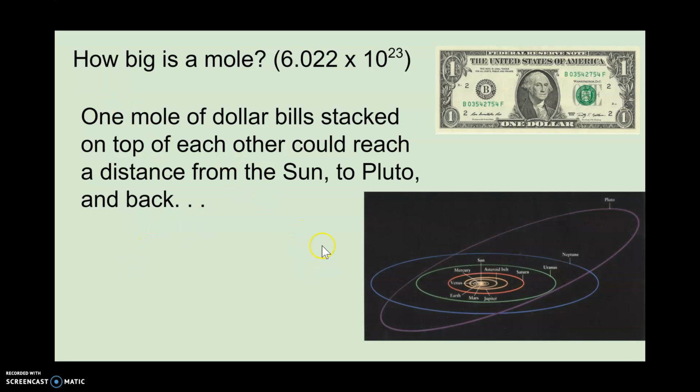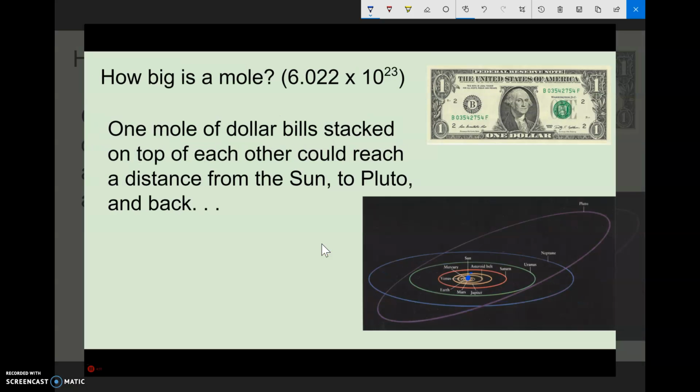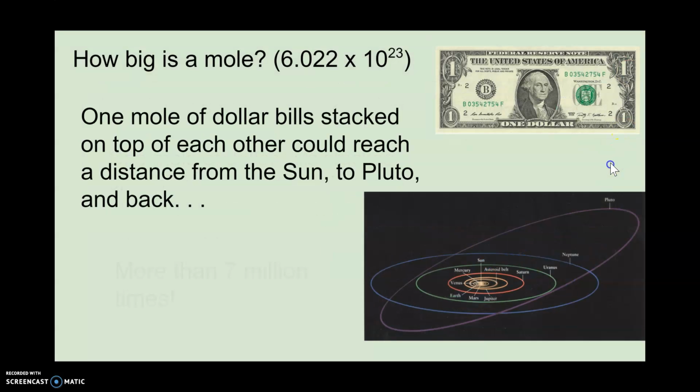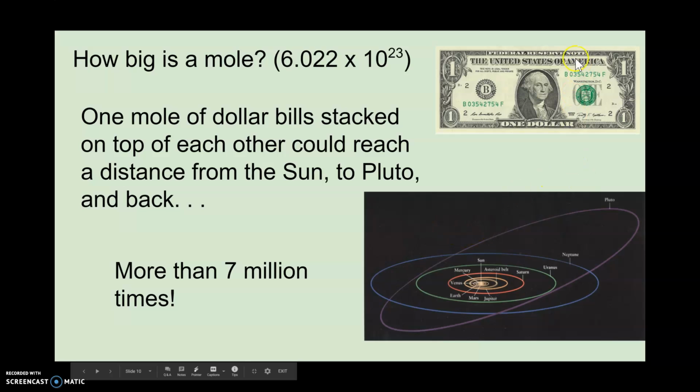That is crazy. Yep, there it is. There's the sun, very center, and Pluto's way out there. Actually, way out there. And back. Okay, that's how large a mole is. It's crazy. Oh, and it would not only do this once, but it would do it more than 7 million times.